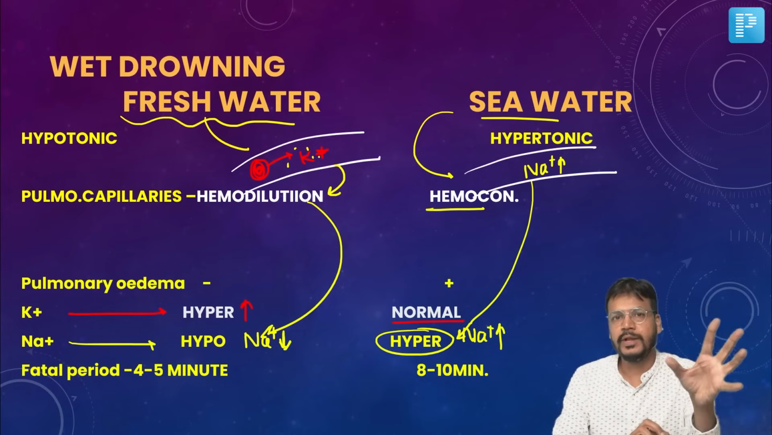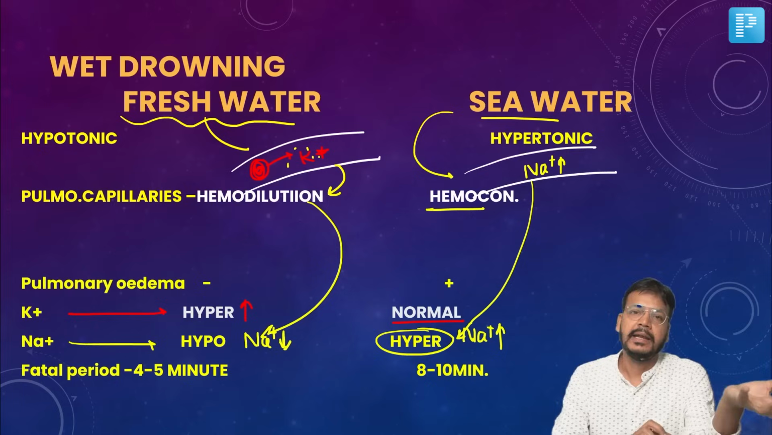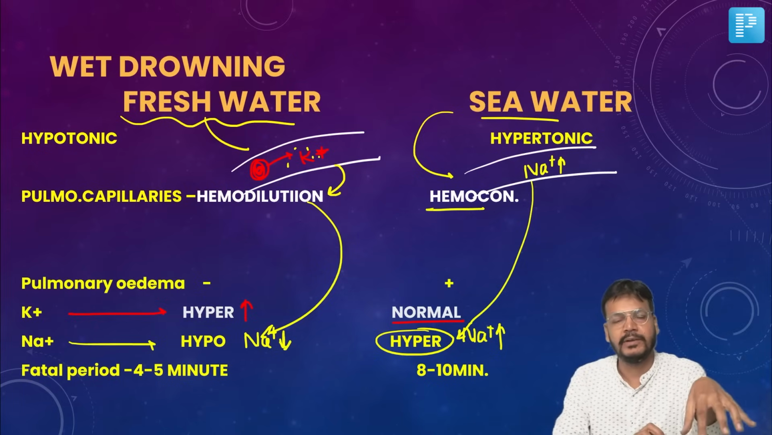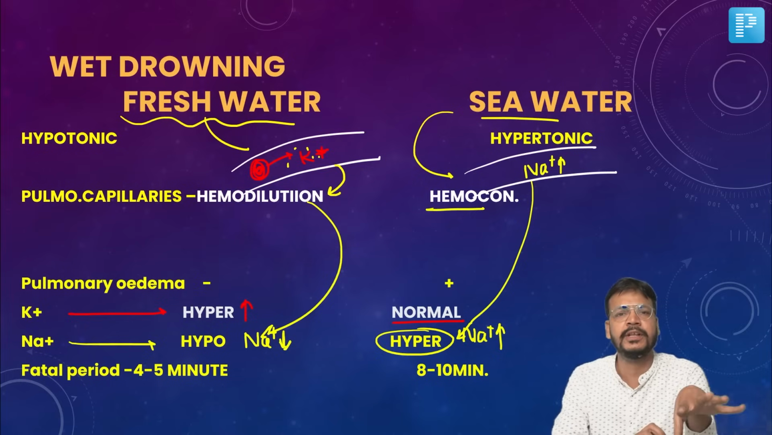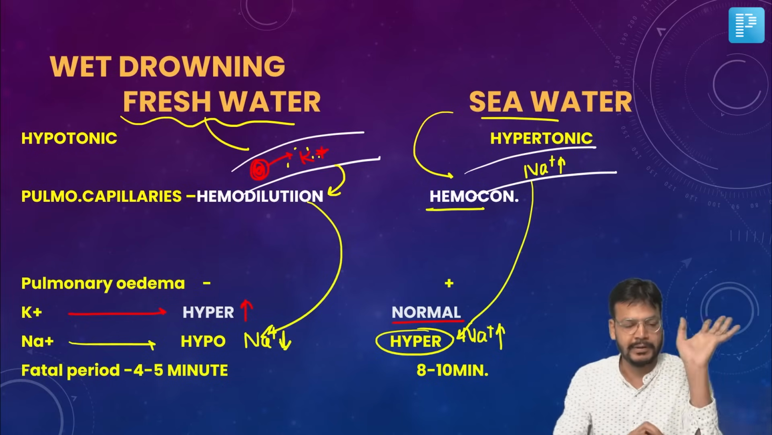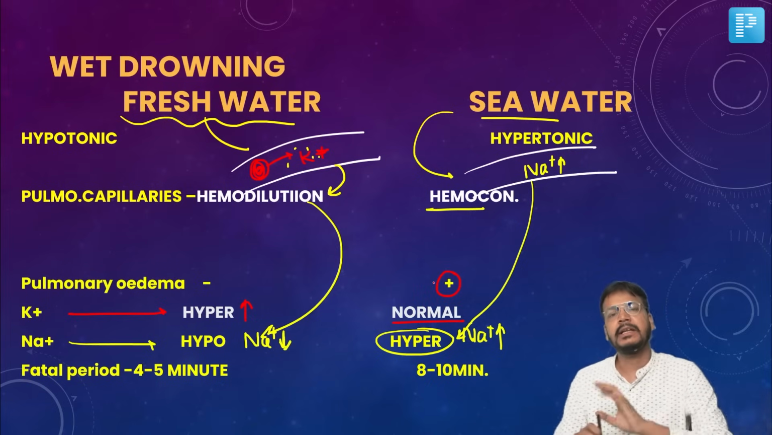In sea water there is sodium, it's a hypernatremia. In fresh water, it's a hemodilution, hyponatremia. To compensate hemodilution, RBC releases potassium, RBC liberates potassium. It's hyperkalemia, that is normal. Pulmonary edema is present in sea water drowning.